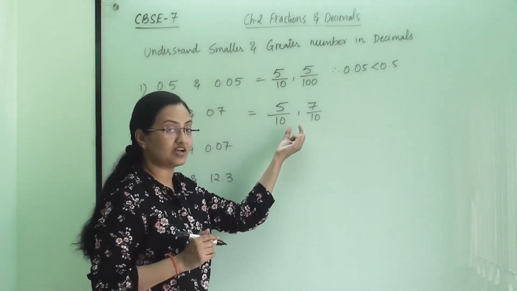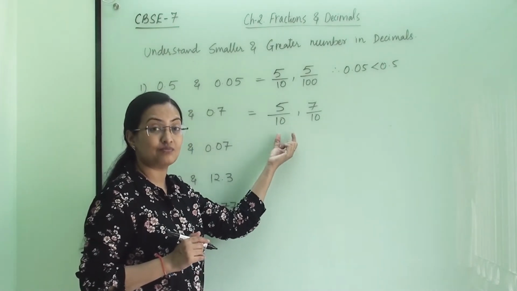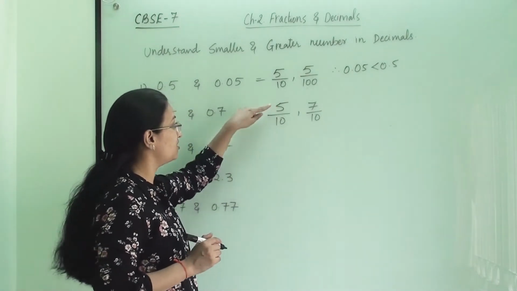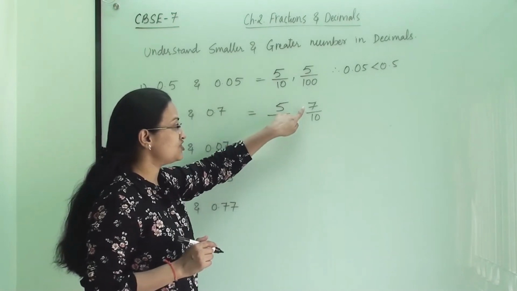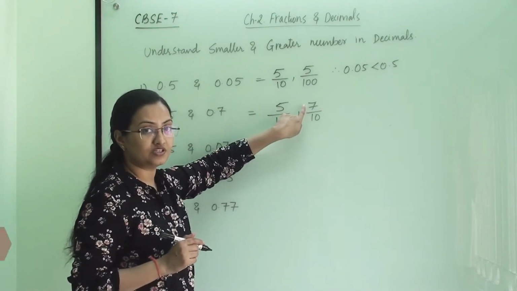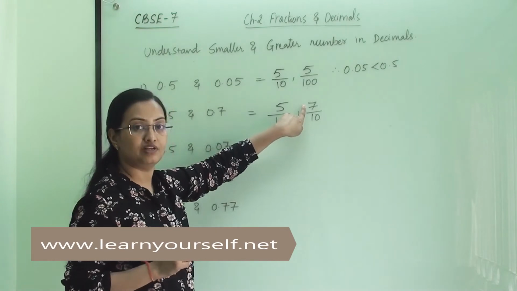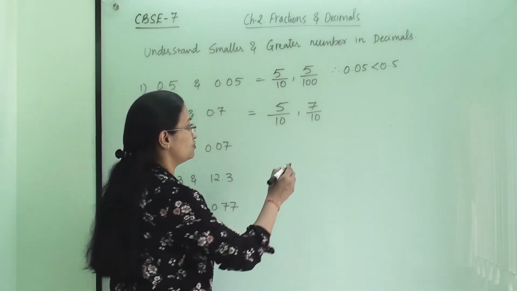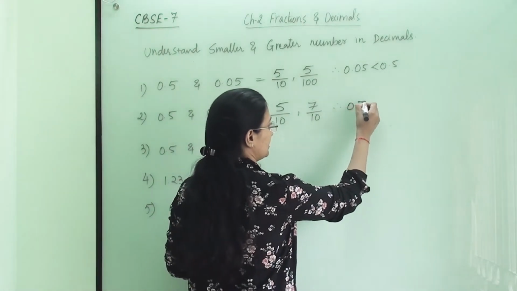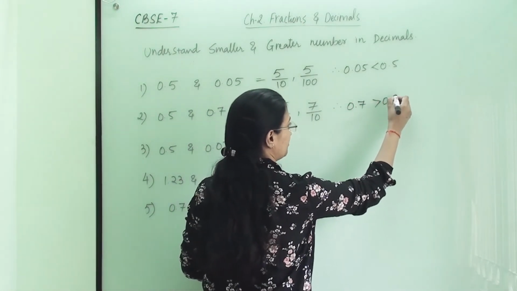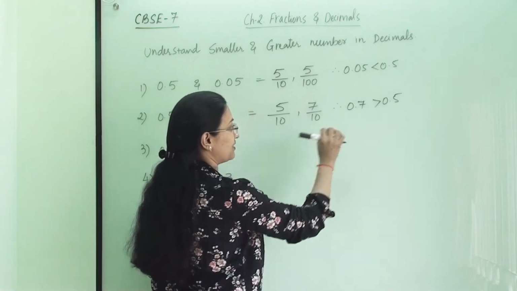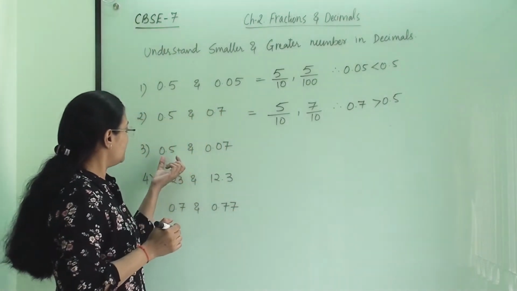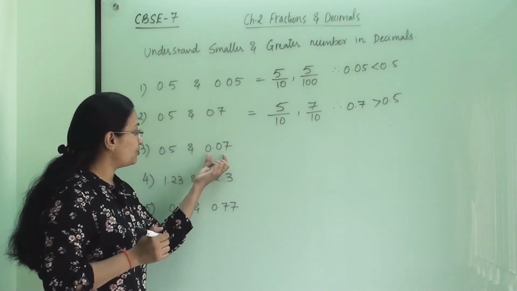Both denominators are the same, so we have to look at the numerator. Which numerator is greater? This numerator is greater, so that number will be greater because they have the same denominator. So 0.7 is greater than 0.5. 0.7 is greater than 0.5. Right? Then 0.5 and 0.07.